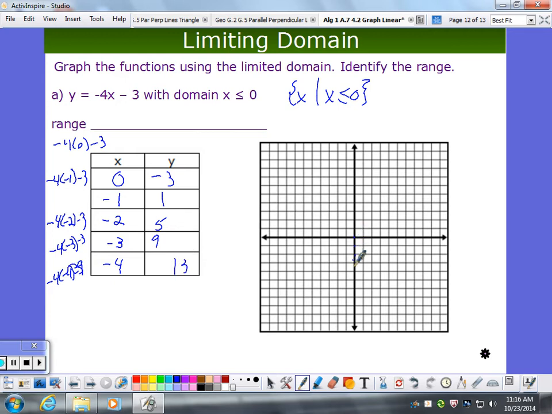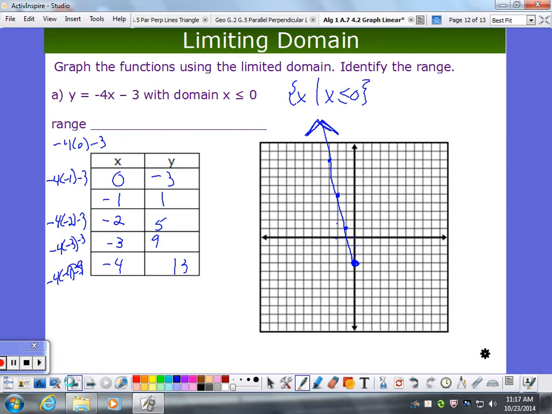So that's what I'm going to graph. I'm kind of off the paper here, so it's up here someplace, right? But can I see my pattern? Okay, so now when I connect these points, I'm only putting my arrow going this way, and I'm not putting an arrow here. Why am I not putting an arrow here?